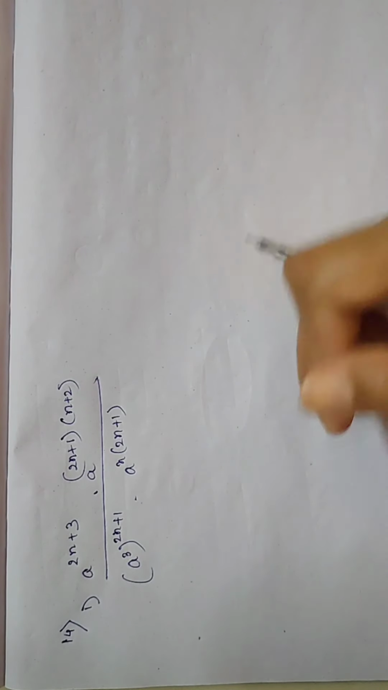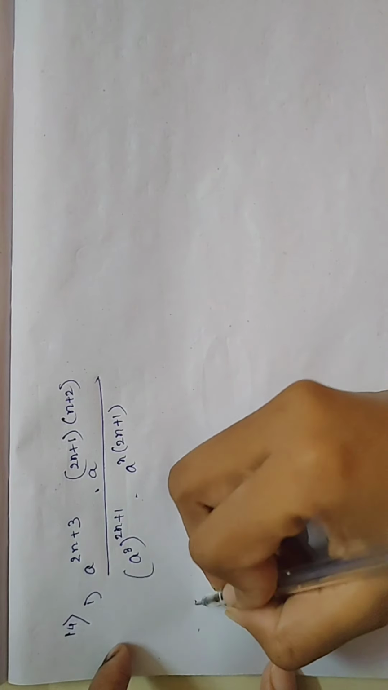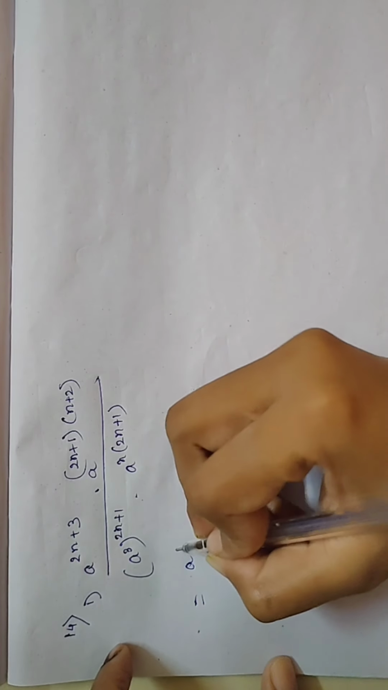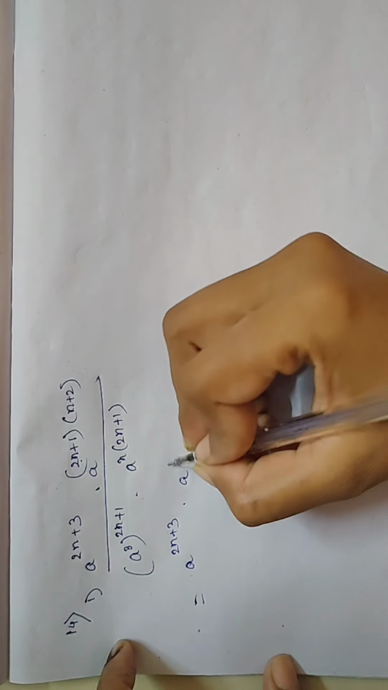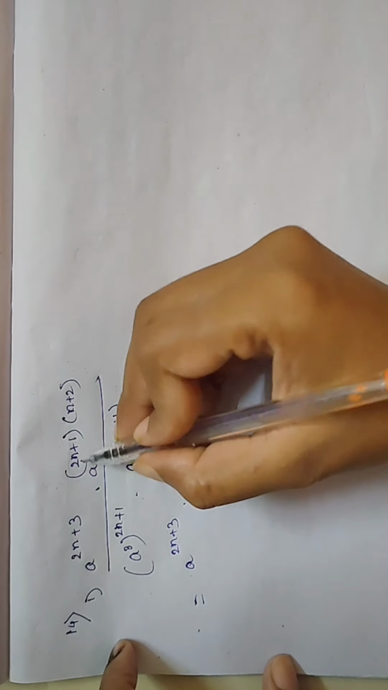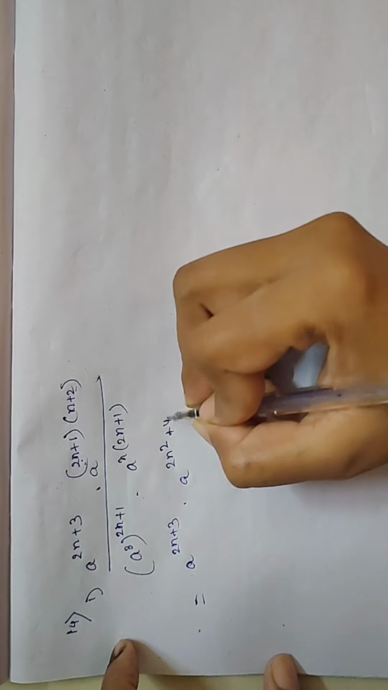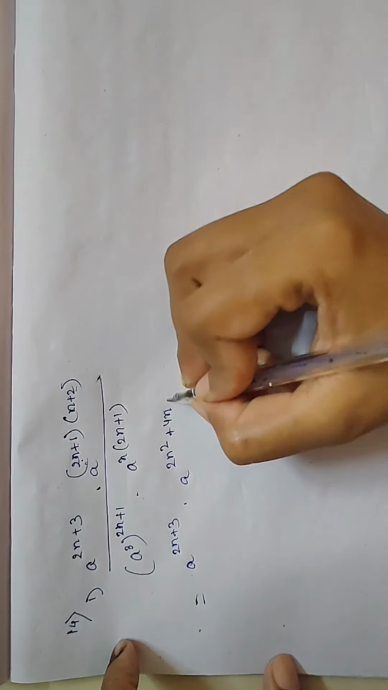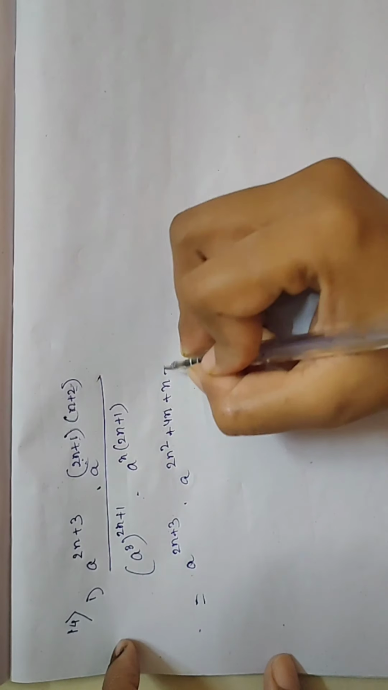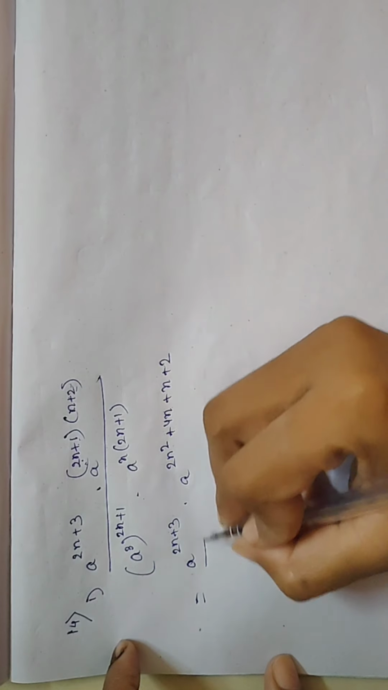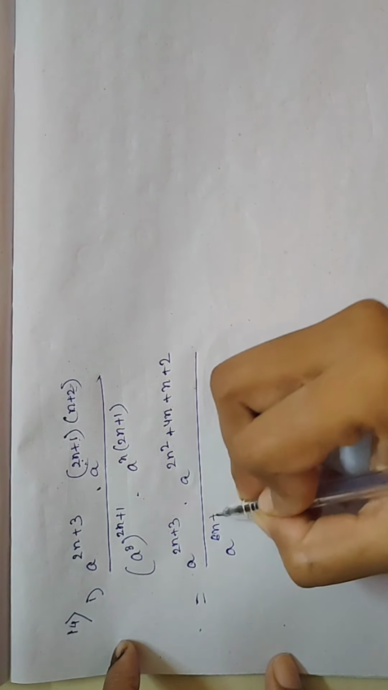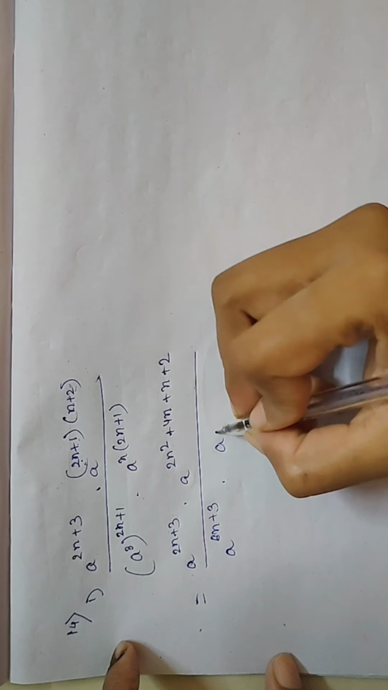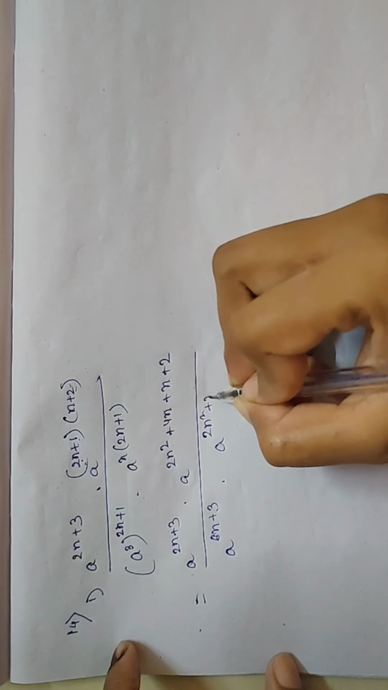You have to simplify this. So let's start with the simple multiplication of algebra. That is 2n into n, that is 2n square. 2n into 2, that is 4n. 1 into n, and 1 into 2, 2. Simply 3 into 2n, that is 6n plus 3, and a to the power 2n square plus n.